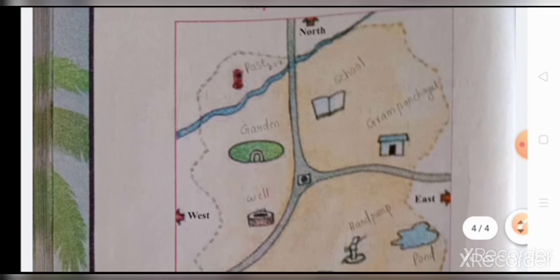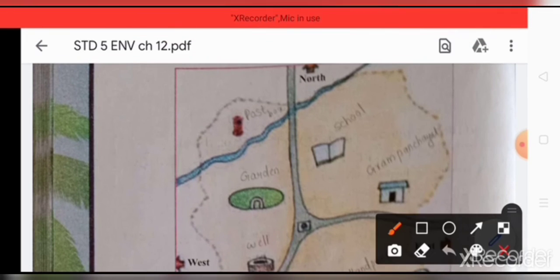Then where is the post office located? Post office is located on the northwest side. And where is the school and Grama Panchayat? School and Grama Panchayat are on the northwest side. This is northwest.